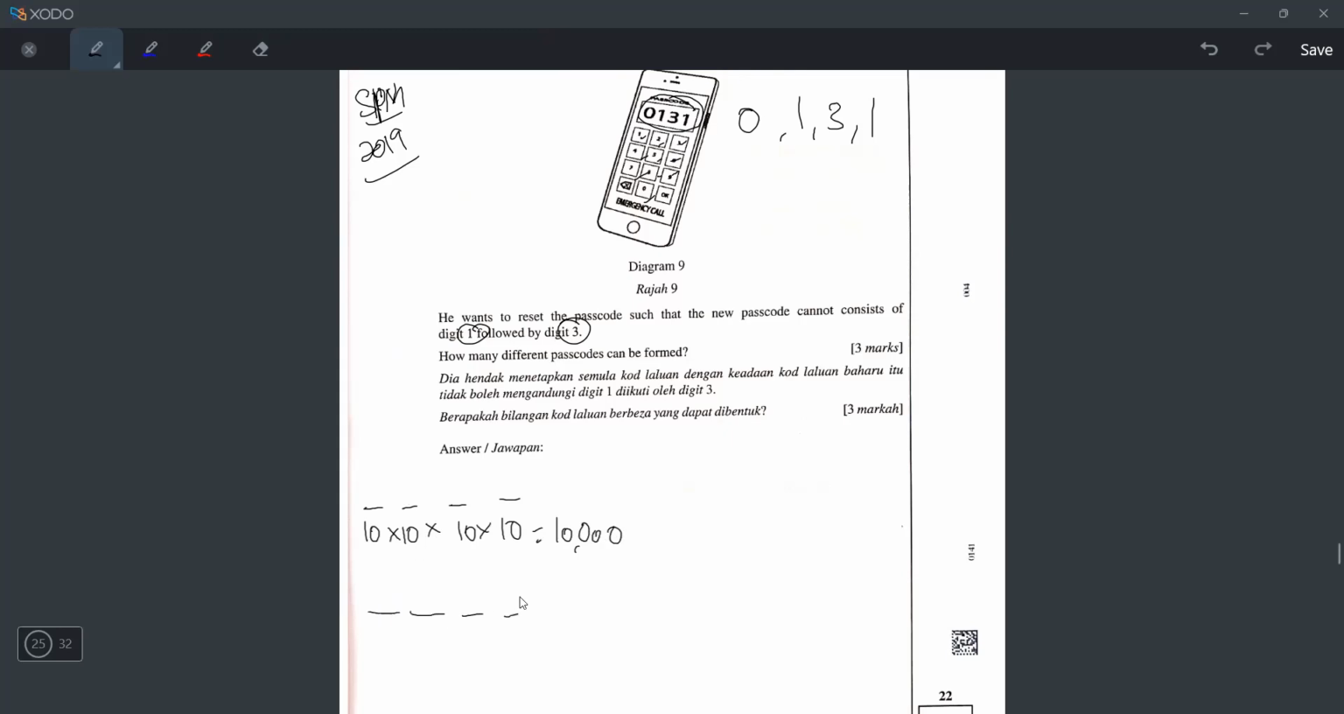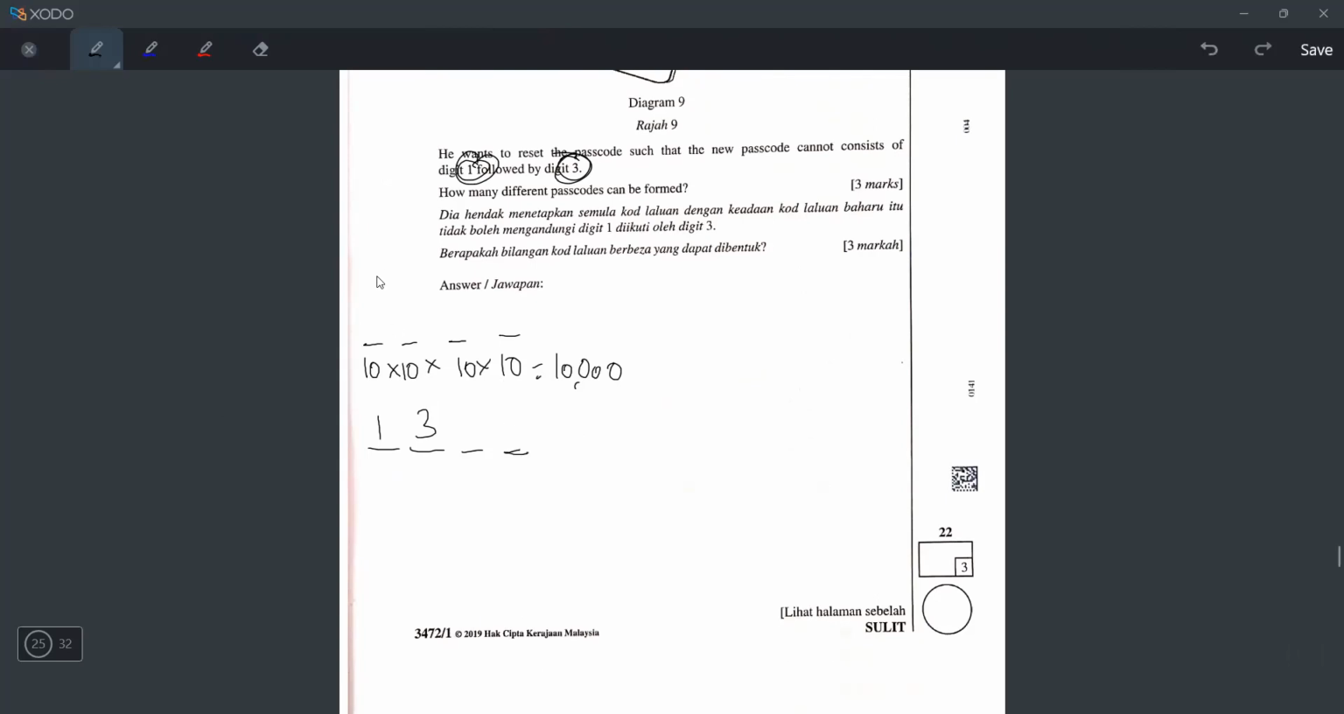Okay, but then the question says what? Cannot consist of 1 followed by 3. It means cannot have 1, 3, 1 followed by 3. When I choose this digit, it must be 1P1, which is one way. There's only one way to choose. And then this one also 1P1, which is one way. But here, there is 10 ways. And then here also 10 ways. Right? So now you multiply, and you will end up with 100 ways.